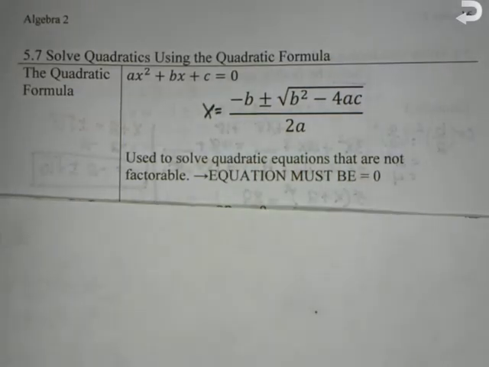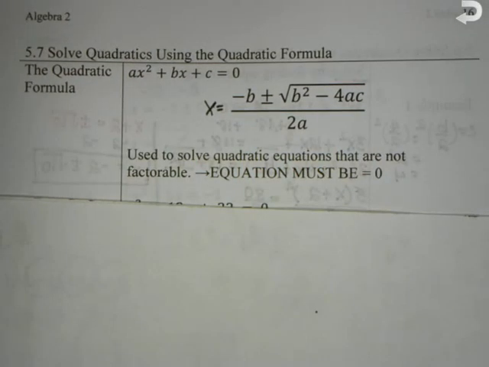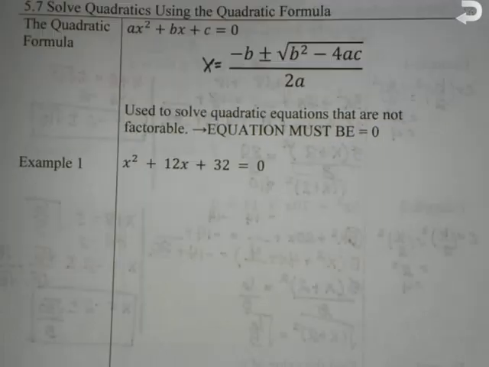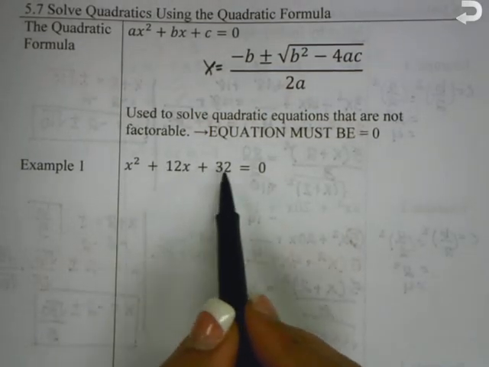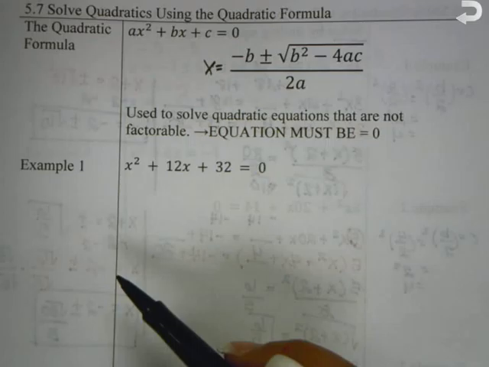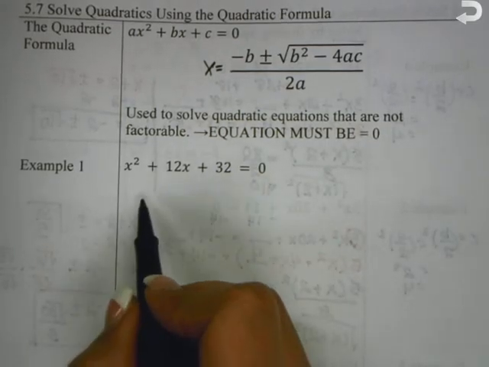No. Okay, so what we're going to do is take the a, b, and c and plug it into the quadratic formula and solve. So let's try example 1. I have my formula x squared plus 12x plus 32 equal to 0, which is what we want. So I'm going to take each of these terms and plug it into the quadratic formula.